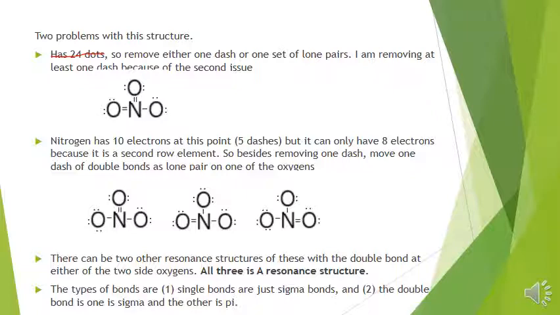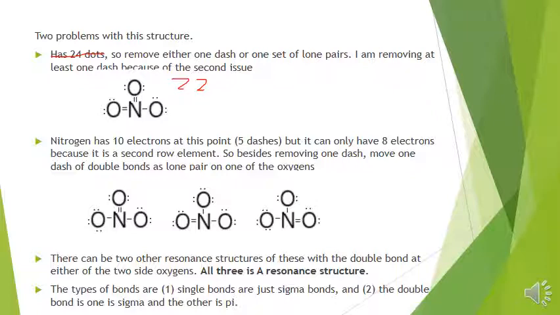So I'm going to take a bond off of here. All right. And oxygen can have less than 8 electrons as long as it doesn't have more. So right now, we're not quite done. But we got 22. So we have 22 dots, but we haven't fixed it yet because nitrogen still has 2, 4, 6, 8, 10.